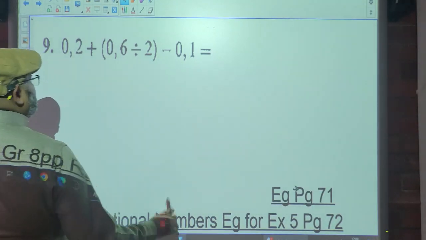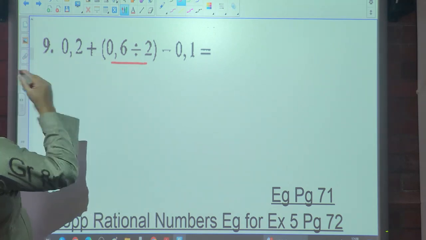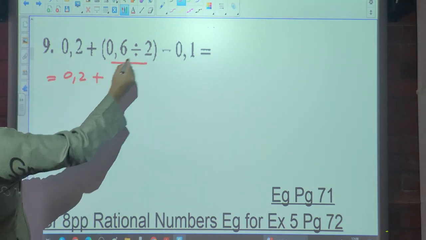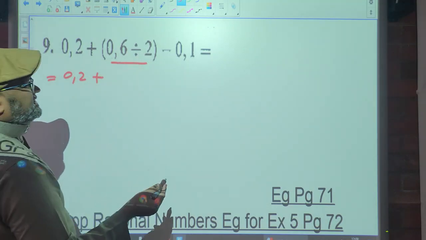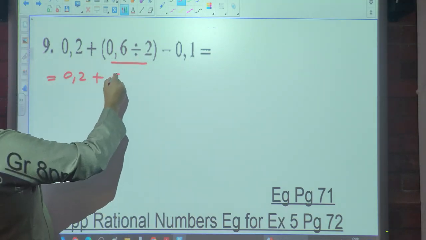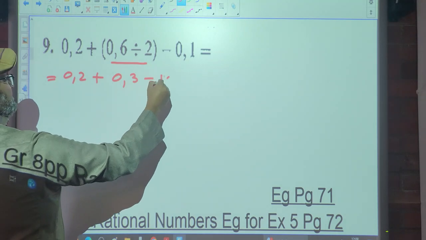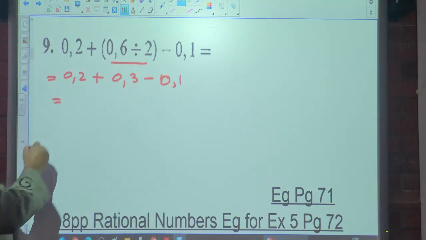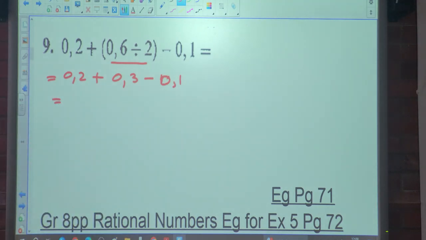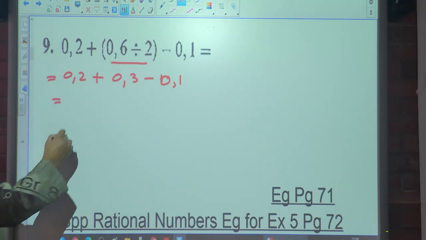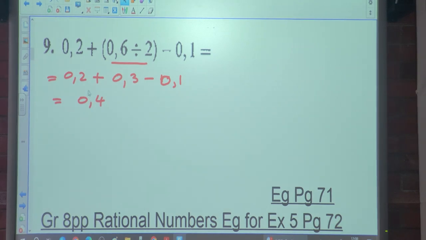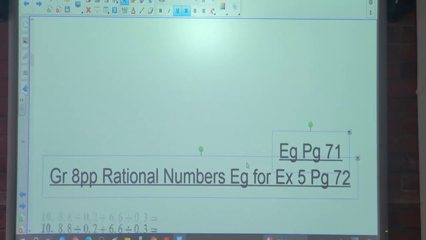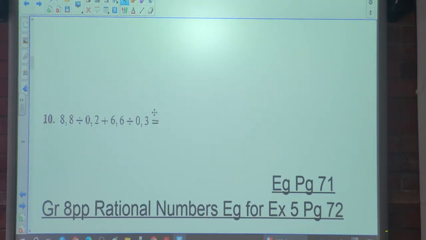So here we have to do brackets first. So that is 0,2 plus. Now the divisor is an integer, so 6 divided by 2 is 3. So 0,6 divided by 2 is 0,3 minus 0,1. So what's 0,2 plus 0,3? 0,5 minus 0,1? 0,4.